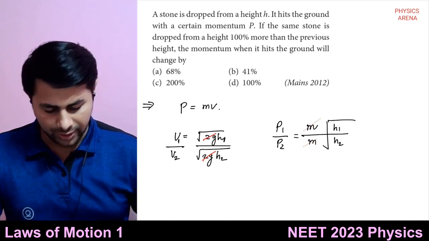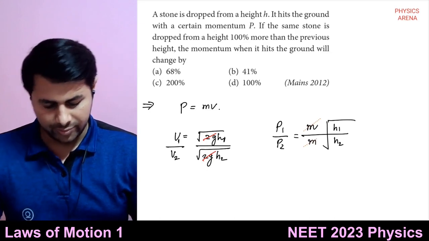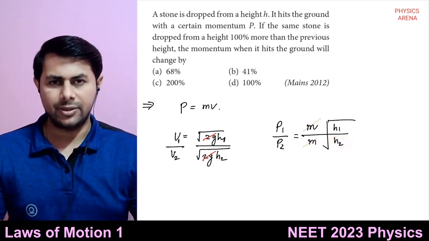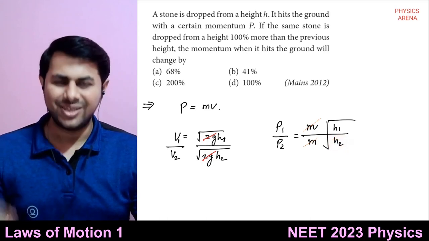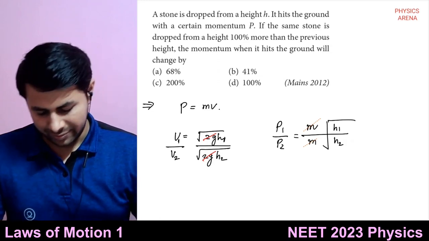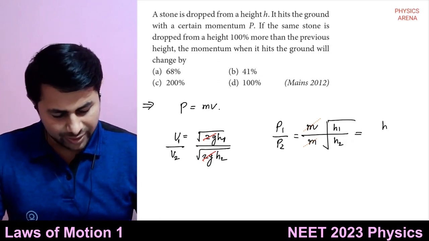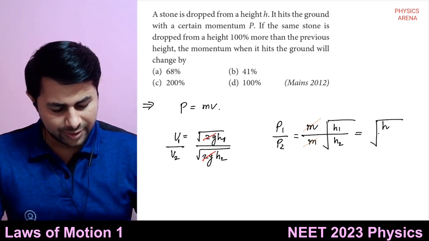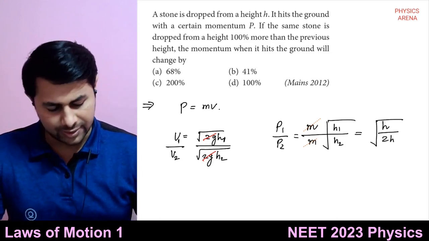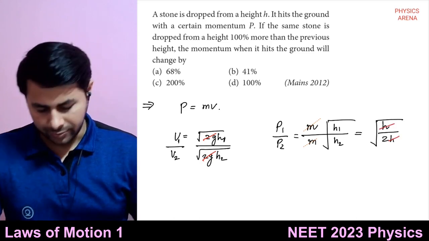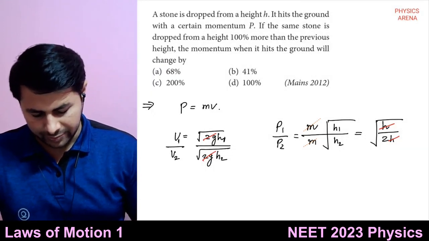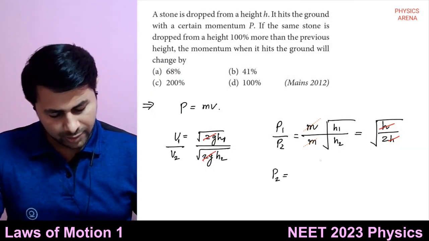So mass gets cancelled, right? So initial is suppose some height h1, h2 is equal to what? This 100 times, sorry, it's not 100 times, 100% more. That means it will be equal to 2 times h1. Okay, so this is h1 divided by 2 times h1. Okay, so this thing gets cancelled. So 1 upon root 2. Okay, so p2 is equal to, you can say, root 2 times p1.